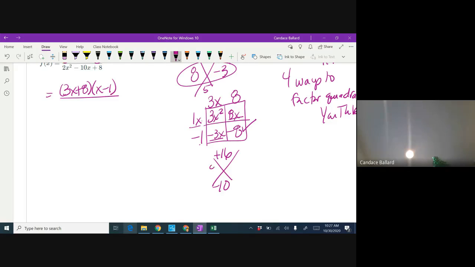8 and 2. Oh, negative 8 and negative 2. Okay, I'm seeing a lot more negatives in there because we need to add to negative 10. What am I going to have to do next? Do I need a box? Yes or no? Do I need a box? We do.